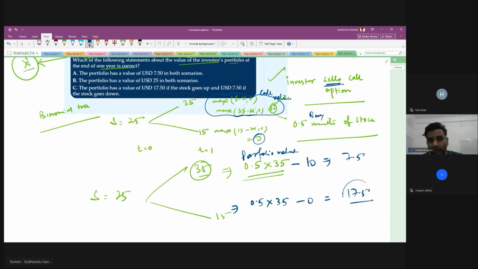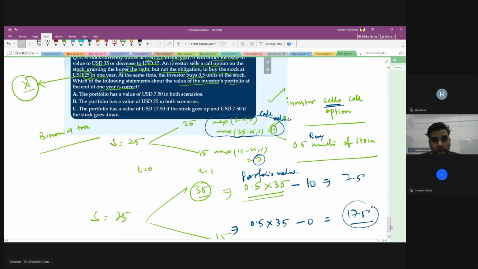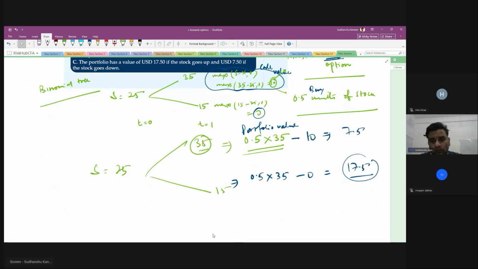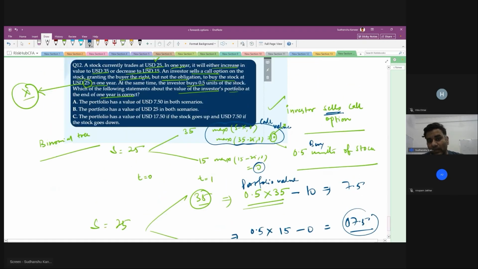Sorry, not 0.5 into 35 here, it is 0.5 into 15, because the lower node is 15. So 0.5 into 15 is again 7.5. So in both scenarios, the value comes to 7.5. And I'm pretty sure you would both be totally confused by now.